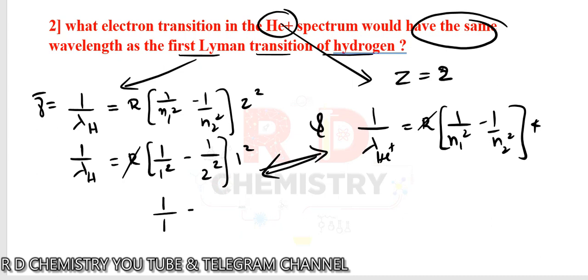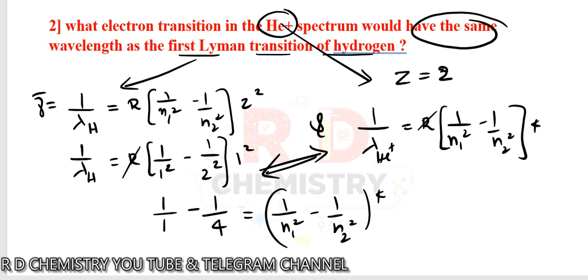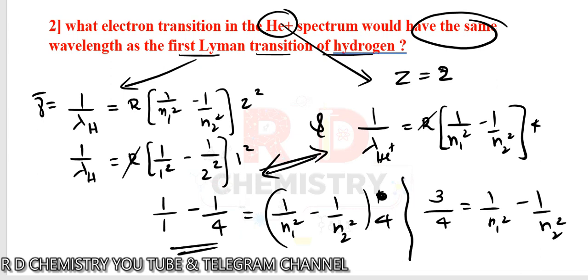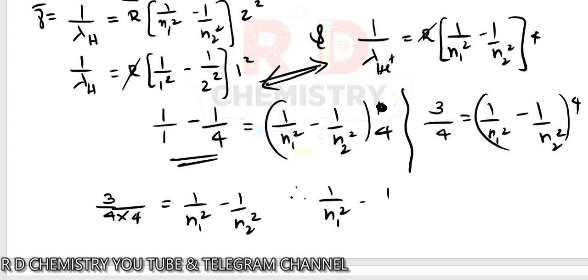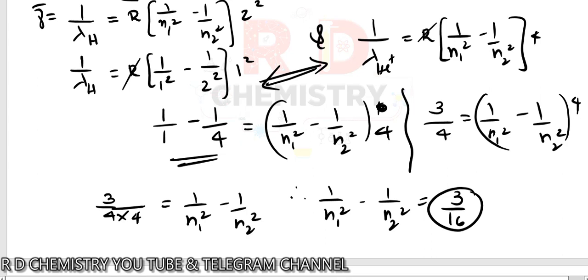So this is 1 by 1 minus 1 by 4, which is equal to 1 by n1 square minus 1 by n2 square into 4, correct? On simplification of this, I'll simplify further, 3 by 4 into 4 will be equal to 1 by n1 square minus 1 by n2 square. Or finally, 1 by n1 square minus 1 by n2 square is equal to 3 divided by 16. We do not know the values of n1 and n2 here. Okay.